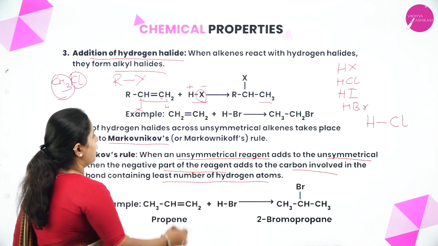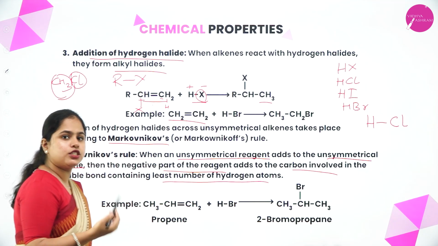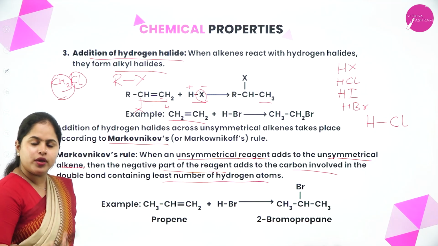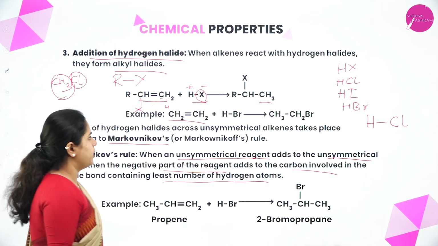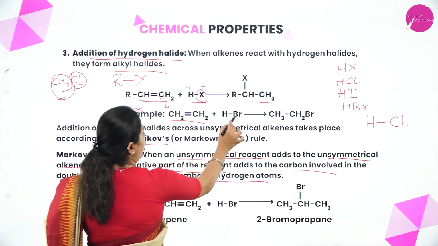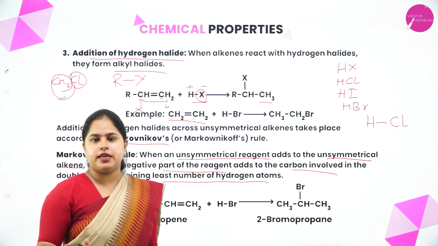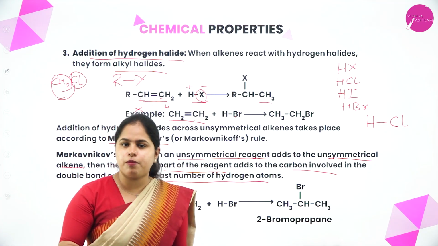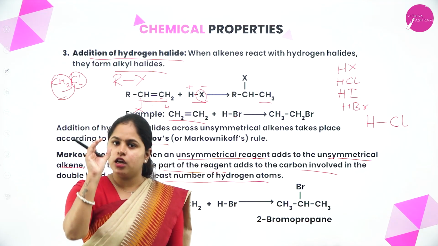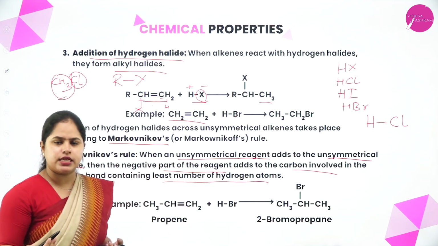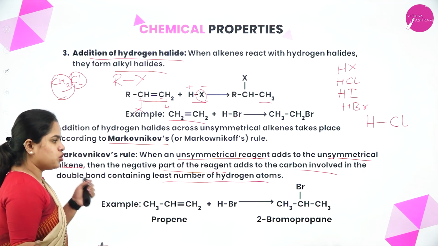So let's take the example of a symmetrical alkene here. CH2 double bond CH2, it is ethene. In this case, is there any confusion? No, because either you can add the H here or Br here, because it is a symmetrical alkene. If it is unsymmetrical, what you have to remember is that the negative part of the reagent, that is your halogen part, should be attached to the carbon having lesser number of hydrogen atoms. Okay, so I hope that is clear.